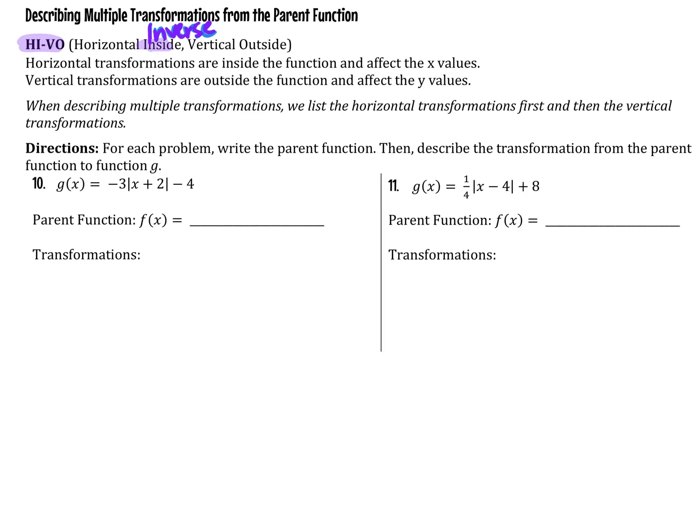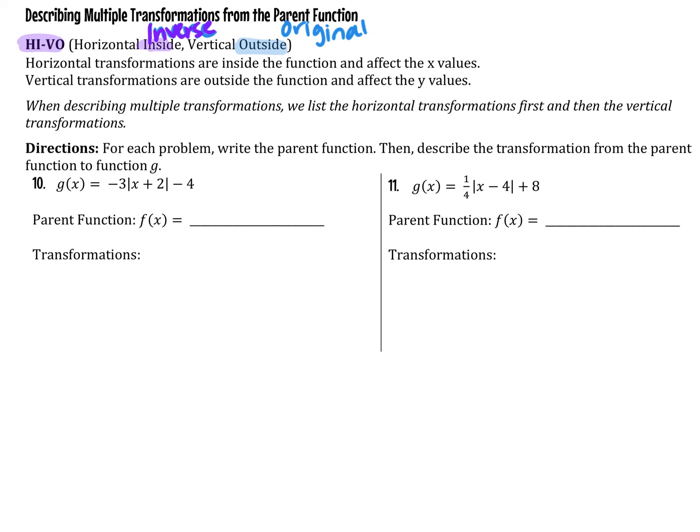So if you see +1, that actually means left. If you see -1, that actually means right. Vertical transformations happen on the outside, and they are what you think they should be. So they are the original thing that it looks like. What you see is what you get.